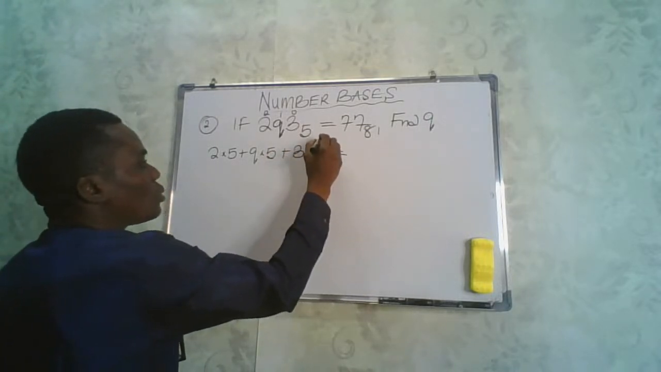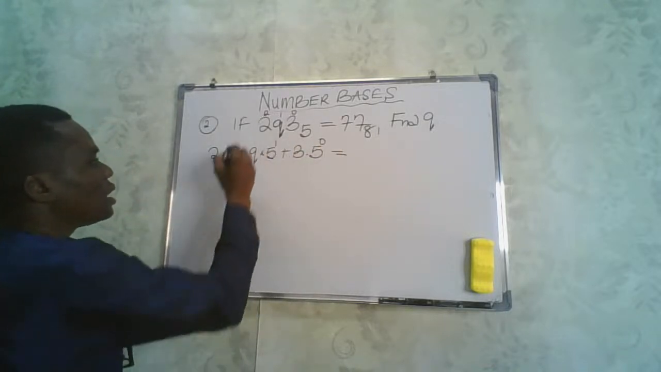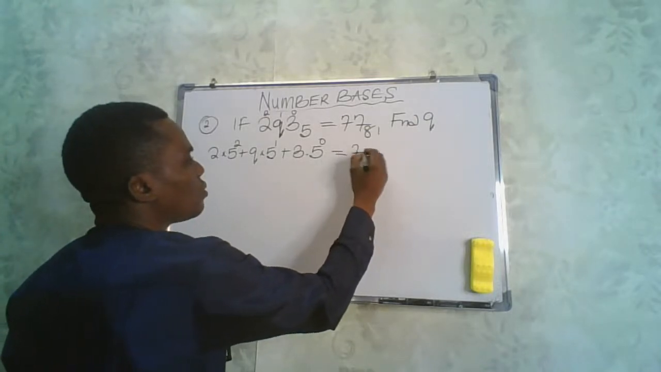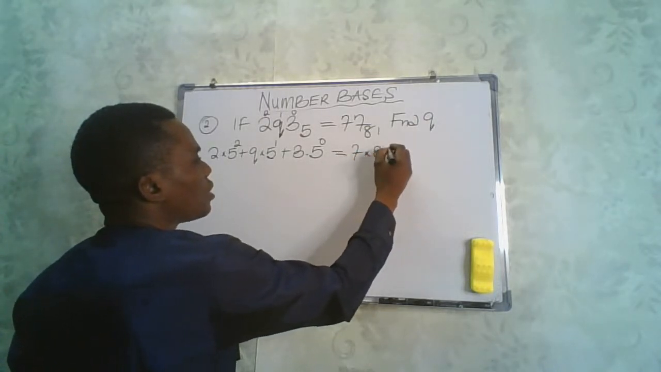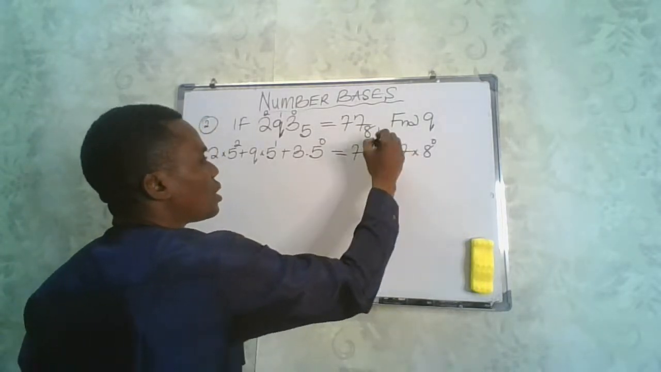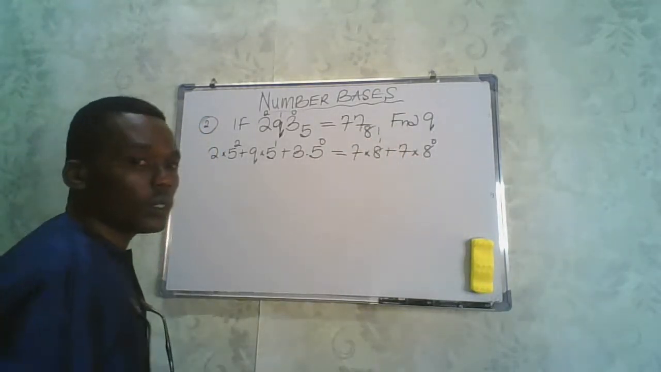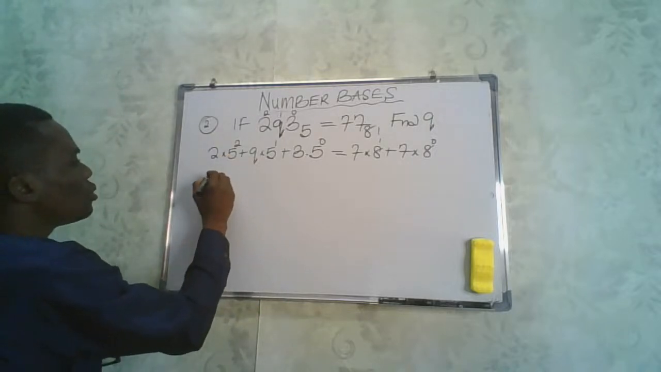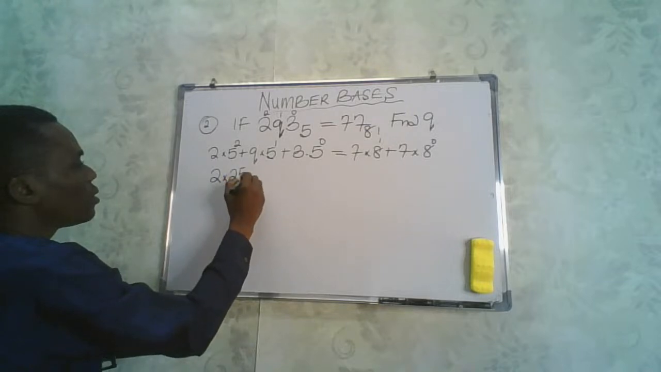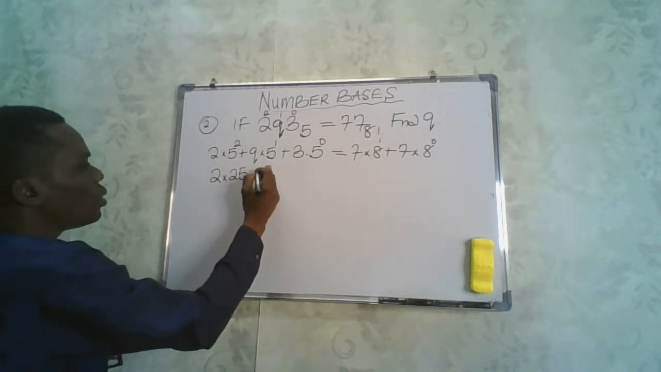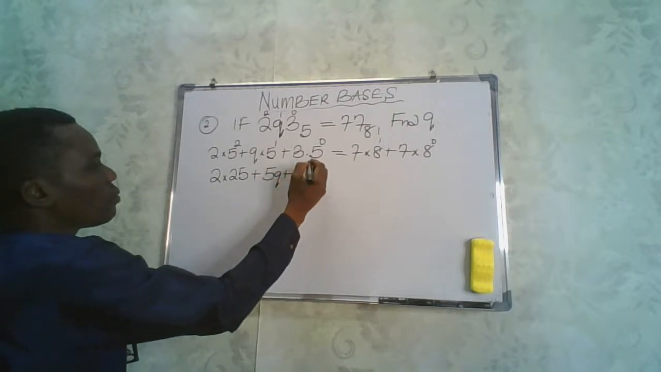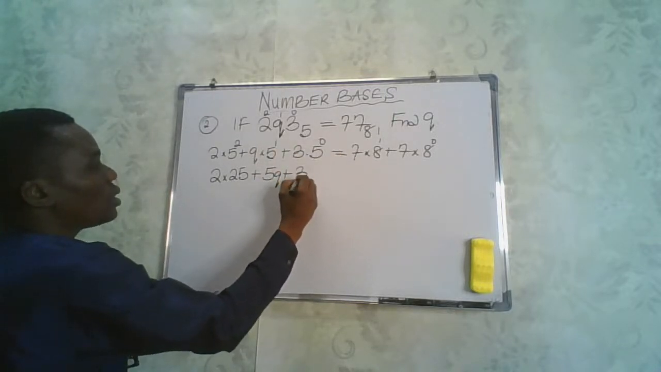And this will be equal to, we have 5 to the power of 0, 5 to the power of 1, and 5 to the power of 2. And this is going to give us 7 multiplied by 8 plus 7 multiplied by 8, with powers 0 and 1. So here, this is going to give us 2 multiplied by 5 squared, which is 25, plus Q times 5, which gives us 5Q, plus 5 to the power of 0, which is 1, and this will give us 3.